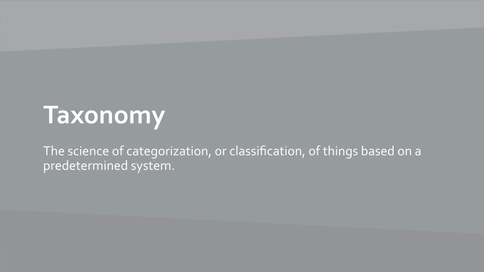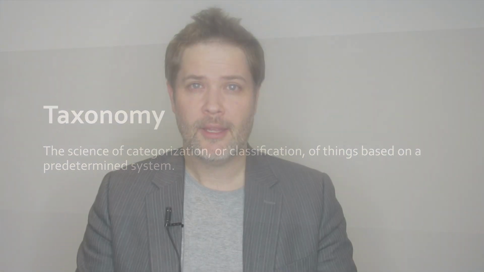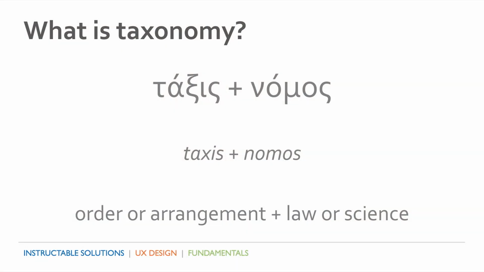So what is taxonomy? Taxonomy is the science of categorization or classification of things based on a predetermined system. So in the last module, when I mentioned a term controlled vocabulary, think about that as our predetermined system, a list of accepted attributes within a facet that you can classify that element with, that product or that service, for example.